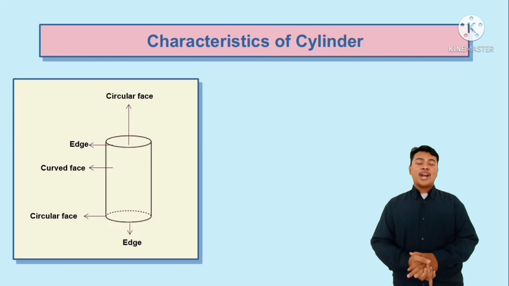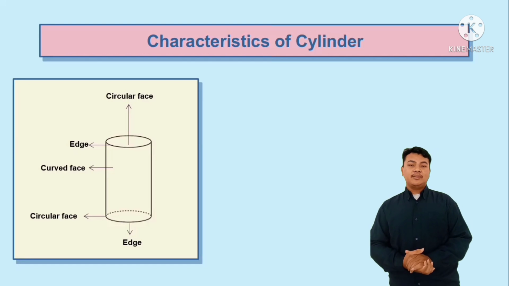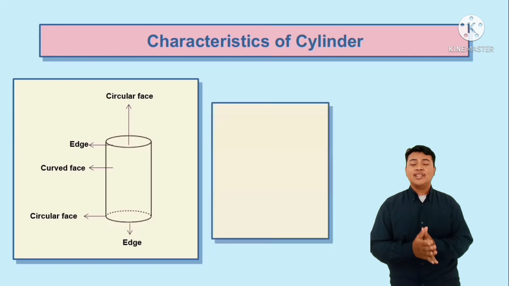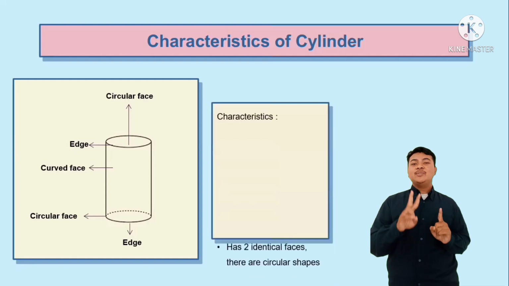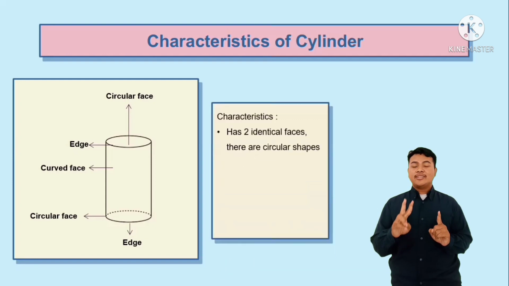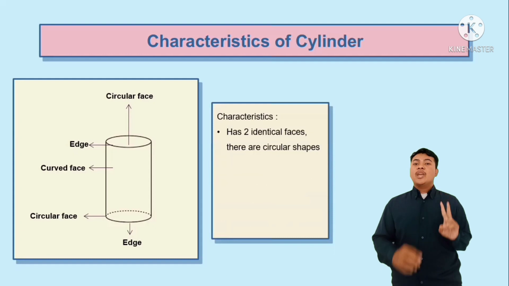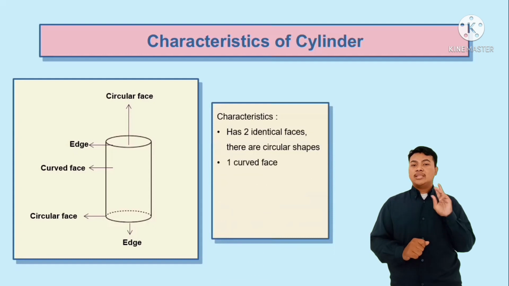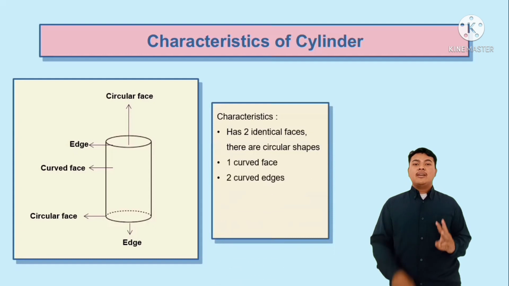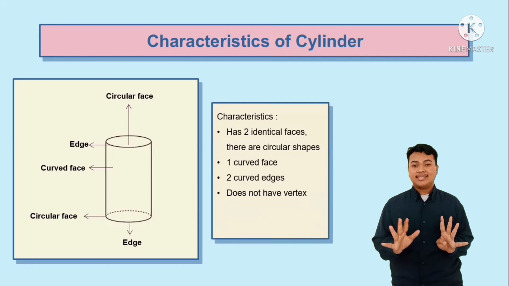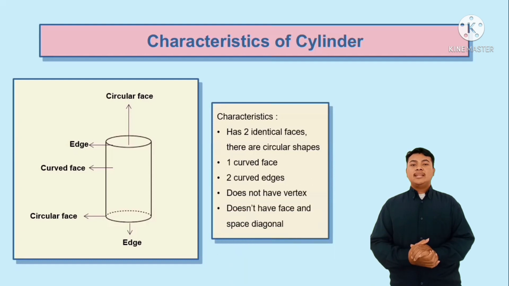Do you know the characteristics of the cylinder? Alright, I will tell you guys. Number 1, it has 2 identical faces that are circular in shape. Number 2, 1 curved face. Number 3, 2 curved edges. Number 4, it does not have a vertex. Number 5, it doesn't have face and space diagonals.